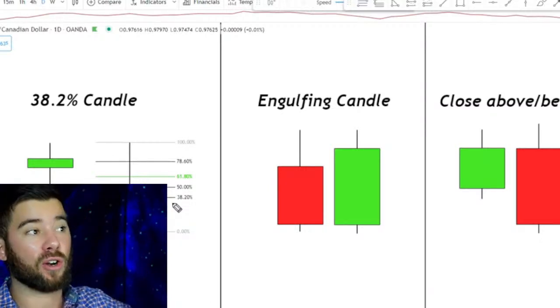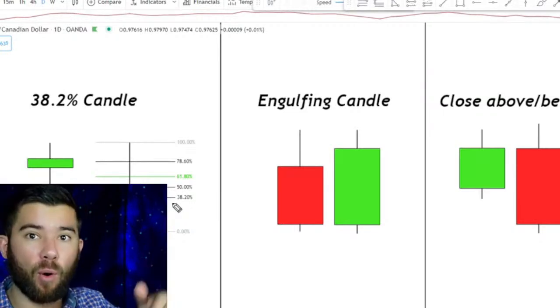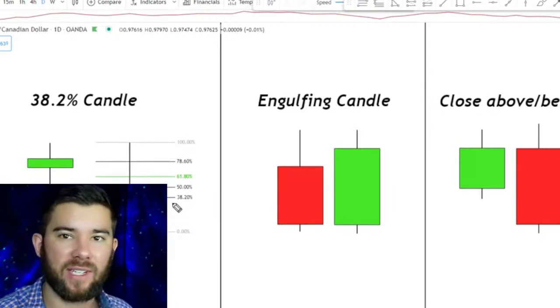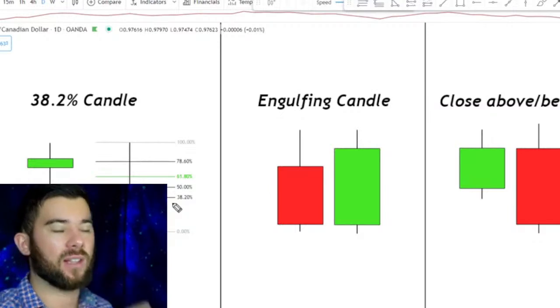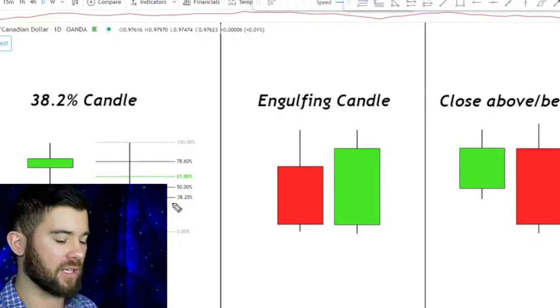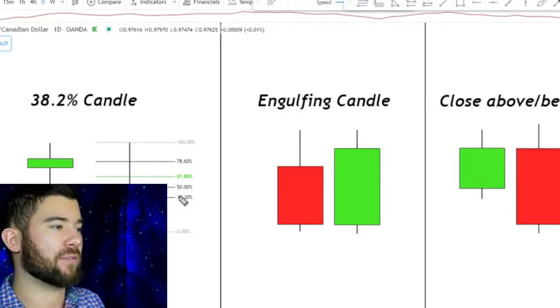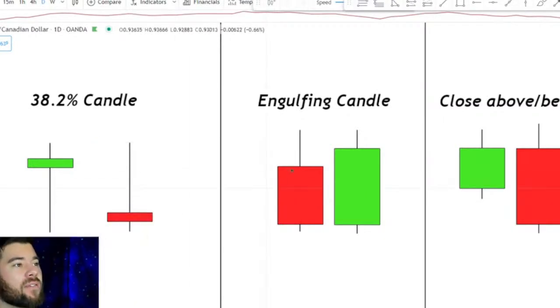If this was to occur in a downtrend on our pullback, it might be a sign that we're about to continue in trend. We're going to talk about that on a live chart after I go through the other two candlestick patterns. So next, after the 38.2% candle, we have the engulfing candle.